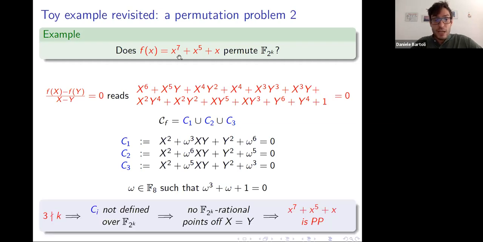On the other hand, if 3 does not divide k, which means that F_8 is not a subfield of this field, so each of these conics is not defined over the ground field F_{2^k}, then we can easily check that each of these conics has no F_q rational points outside the line x equal to y. And so we can conclude, using the connection between algebraic curves and permutation polynomials, that this is actually a permutation. So in some cases, we can answer completely our question about the permutational property of a certain polynomial.